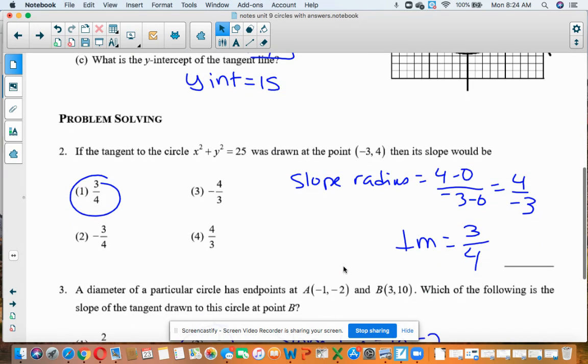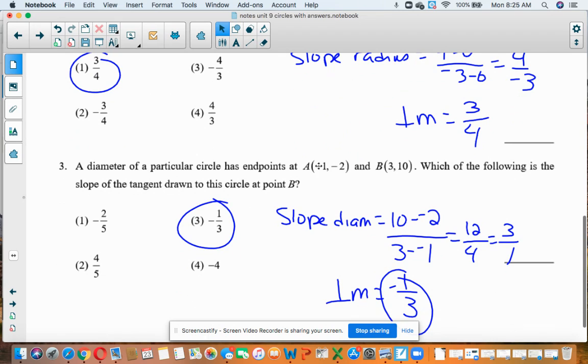Number 2 is a multiple choice question. I have my circle, and if the tangent to the circle was drawn at the point negative 3, 4, then what would its slope be? So basically I'm finding the slope of the radius, and then my perpendicular slope will be positive 3/4.